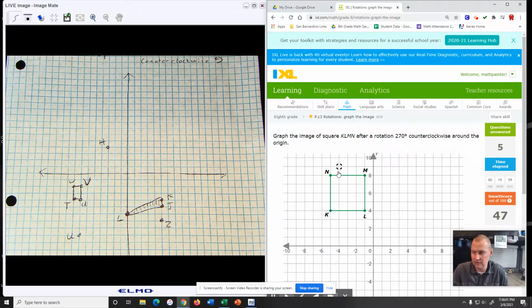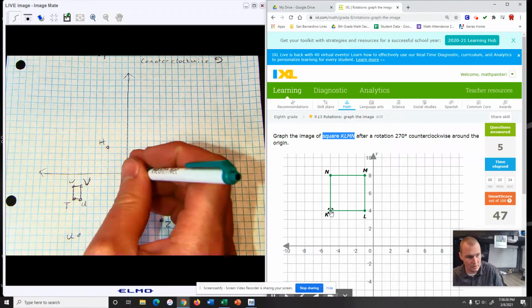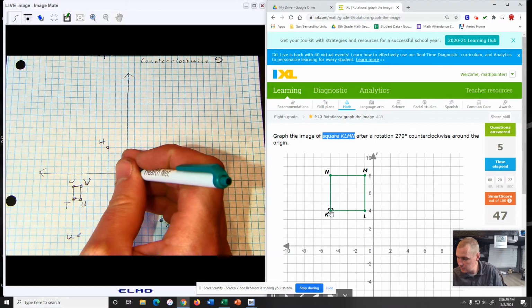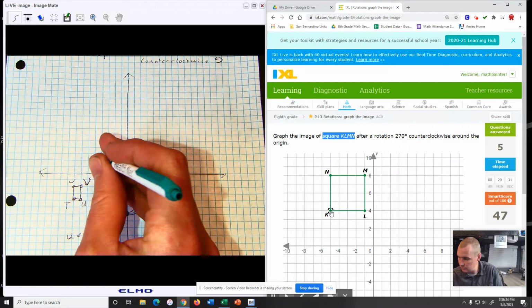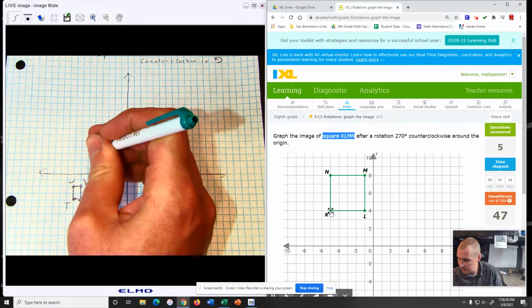Again, I'm not worried about H if it's on the square or not. I'm just using the graph paper so I can see what it looks like after I spin the paper. Remember, a rotation is a spin or a turn. All right. We are starting with the square KLMN. So K is at -5 and up 4. Let's do it. -1, -2, -3, -4, -5, up 4: 1, 2, 3, and 4 is going to be my K.